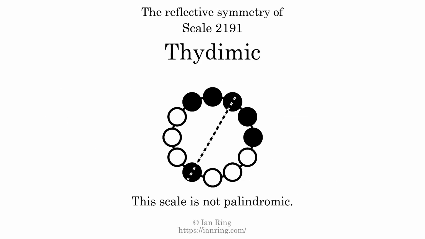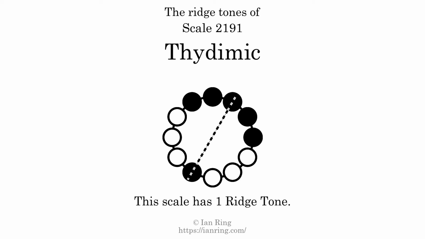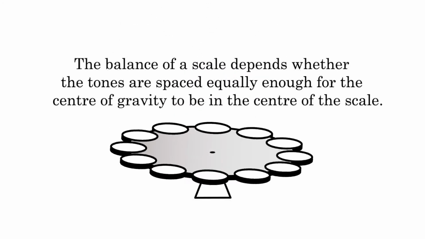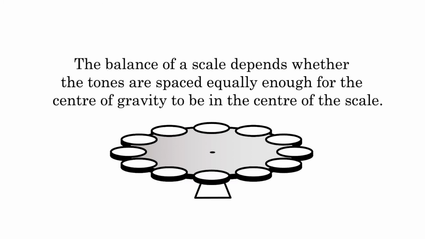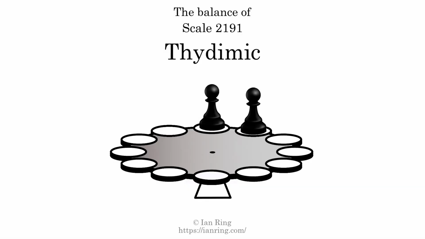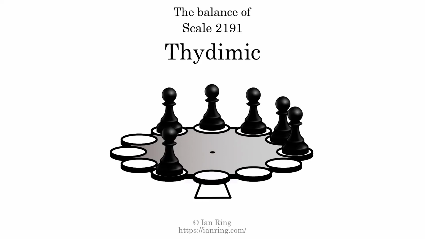This scale has reflective symmetry across an axis positioned 1 semitone from the root. This scale has a different pattern of intervals ascending and descending, so it is not palindromic. This scale has 1 ridge tone. Here, the balance of a scale depends whether the tones are spaced equally enough for the center of gravity to be in the center of the scale. This scale is not balanced.